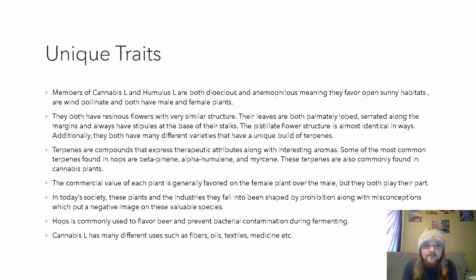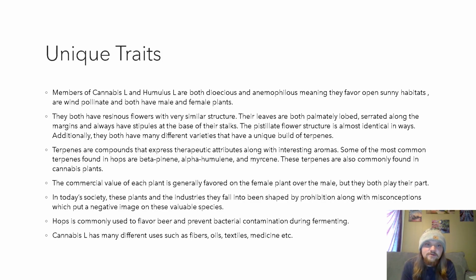They both have resinous flowers with a very similar structure. Their leaves are both palmately lobed or toothed, serrated along the margins, and always have stipules at the base of their stalks. The pistillate flower structure is almost identical between the two. And additionally, they both have many different varieties that have a unique build of terpenes.